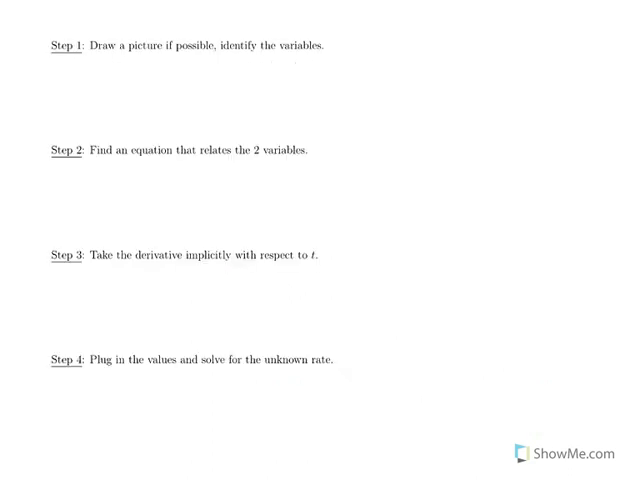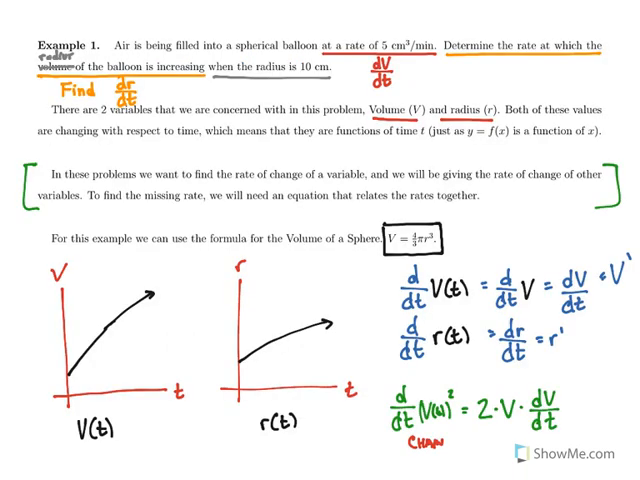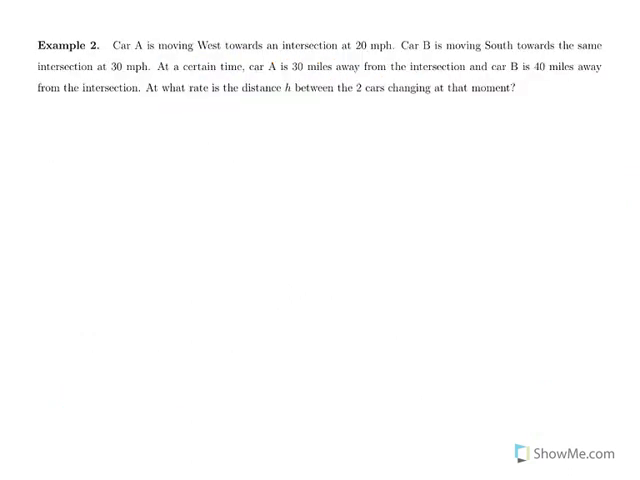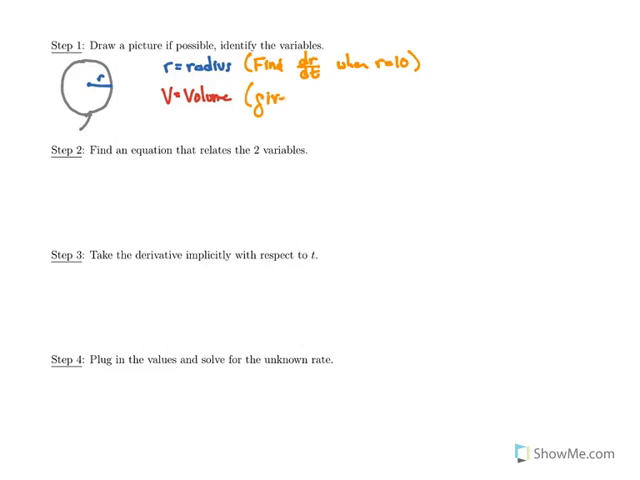So step 1, draw a picture if possible. I don't know if a picture is going to be terribly helpful here, but let's just do it. We have some balloon. We're pumping air into the balloon. We have a radius. We have a volume of the balloon. But we can say that r is going to be the radius. V is the volume. And note that we want to find dr dt when r is equal to 10. That's what this when the radius is 10 centimeters thing is talking about. And we are given that dv dt is equal to 5 centimeters cubed per minute, always.